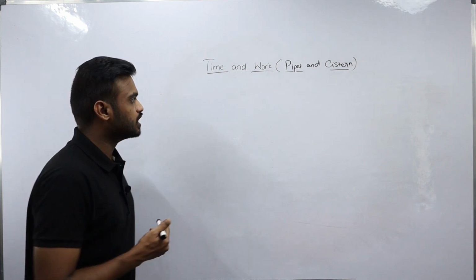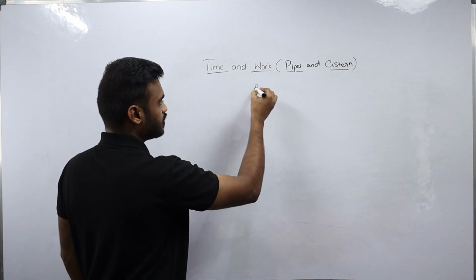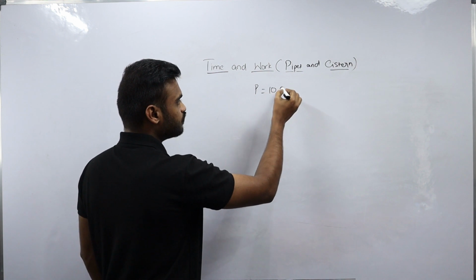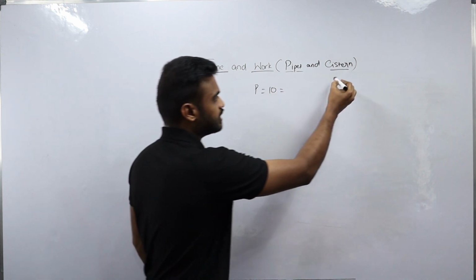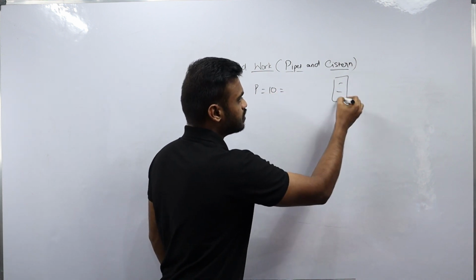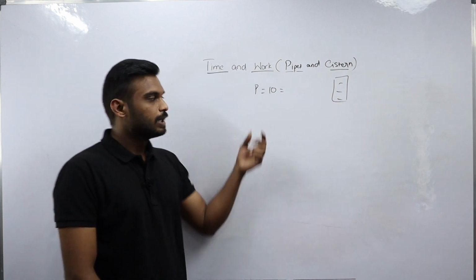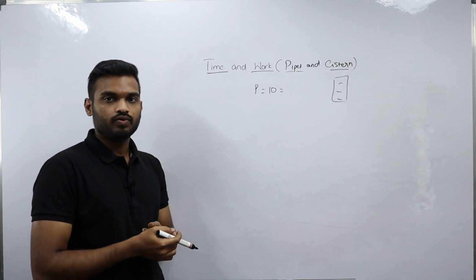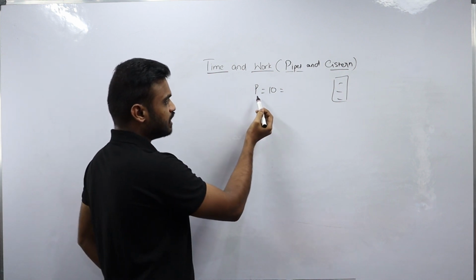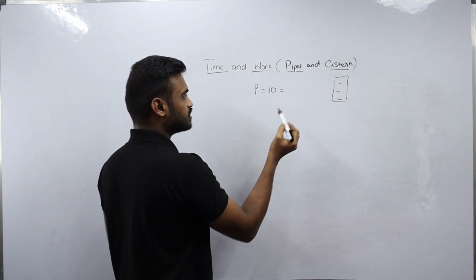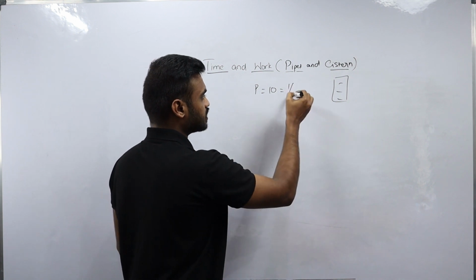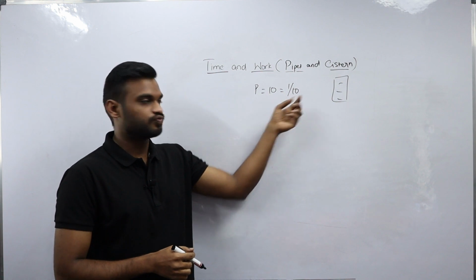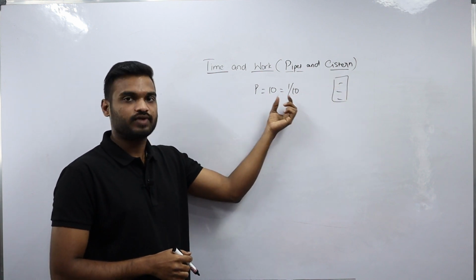Suppose there is a pipe called P that takes 10 hours to fill a tank. Assume there is a tank here. So P takes 10 hours to fill the entire tank. Since P is filling in 10 hours, P's 1 hour's efficiency or 1 hour's work is 1 by 10.